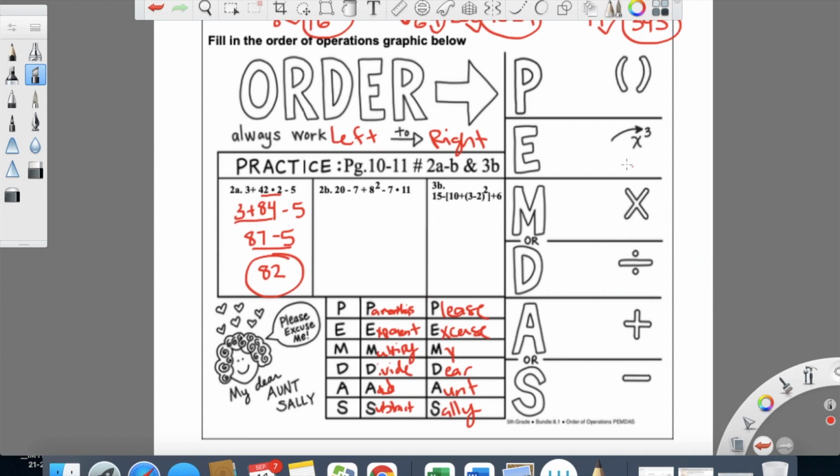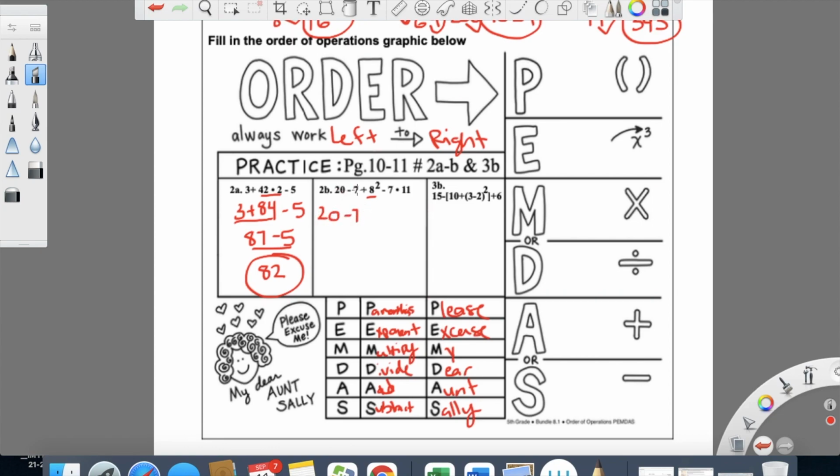All right, let's go ahead and look at 2B here. So I don't see any parentheses because we have to go back to the top here. We're starting with parentheses. So I don't see any parentheses, but I do see an exponent right there. So that's our next step, E for exponent. So I'm going to simplify this. Everything else just comes down.